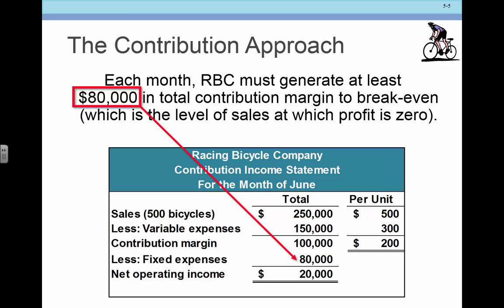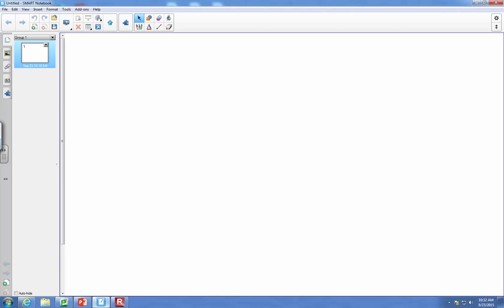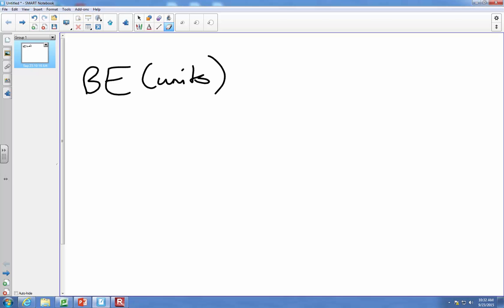So let's do our first calculation, because you can't talk about being profitable until you talk about breaking even. Break even in units. How do I figure it out in a single product firm, where I sell one kind of racing bike? Of course, that's not realistic. But how many units do I have to sell to break even? Can anybody give me the formula based on what we just looked at?